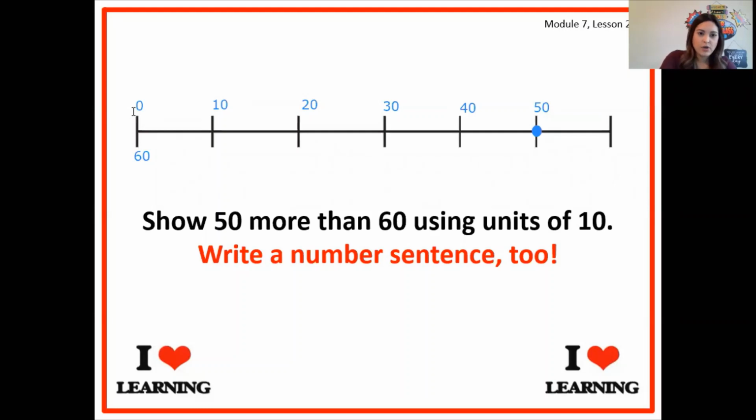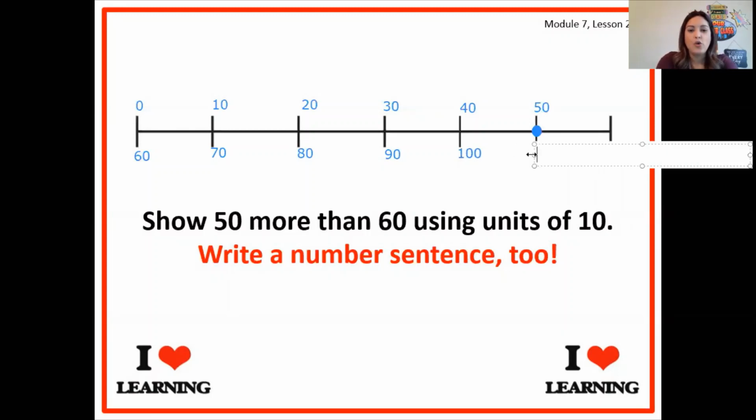Okay, so I started at 0. I already showed 50 more than 60, which is here. And now the last thing I need to do is start at 60 and count by 10s to see what 50 more than 60 is. So 60, 70, 80, 90, 100, and 110. Very good. Do I keep going to this hash mark over here? It's the last one. Why not?